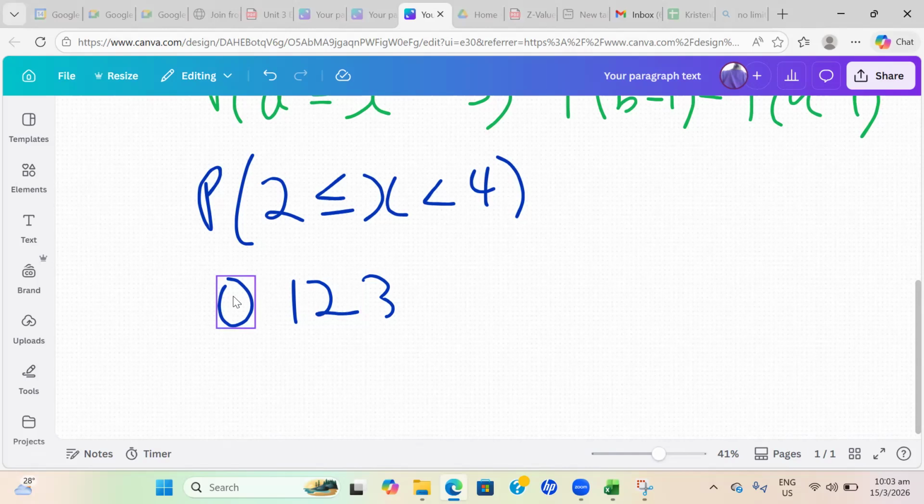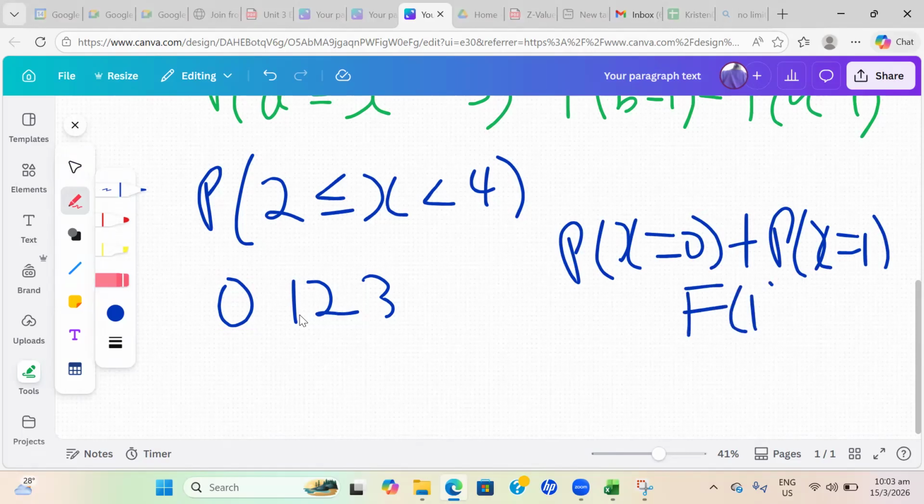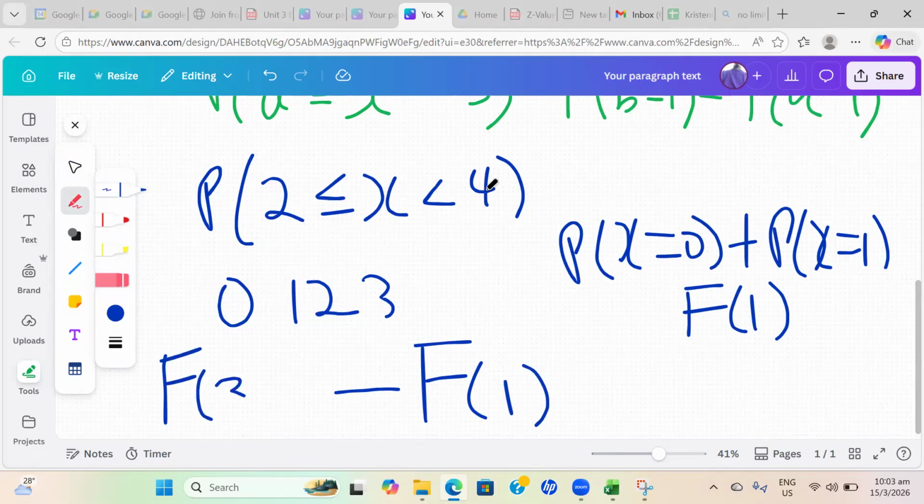So we're excluding this 1 and this 0, which means we're taking them away. Remember, the probability of x equals 0 plus the probability of x equals 1 is the same thing as saying F of 1. So we're removing it; minus means we're removing F of 1. The number that comes before this 4 is 3, so that's F of 3 minus F of 1. I hope this methodology makes it easier for you to understand these questions. So let's move to rule 3.